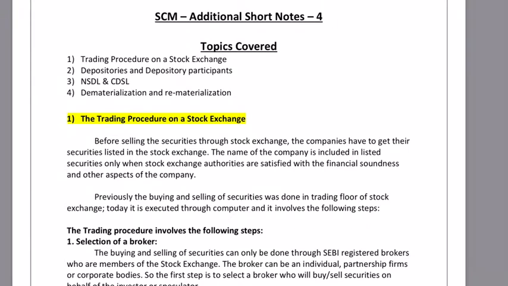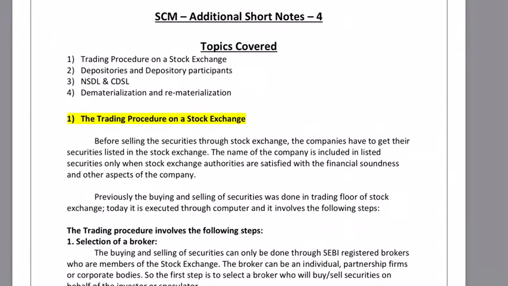Now, how do they start trading? What are the procedure? What are the steps involved? So below are the steps for trading on a stock exchange. The first step is selection of a broker. So likewise, what we studied in commodity market, here also the first step is selection of a broker.